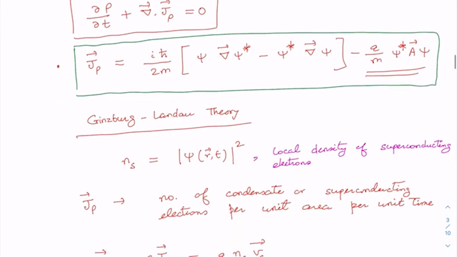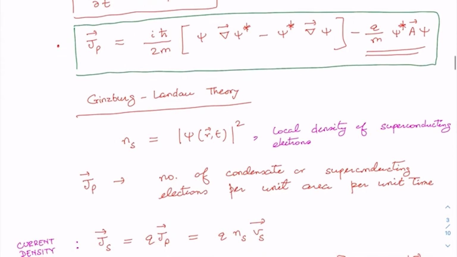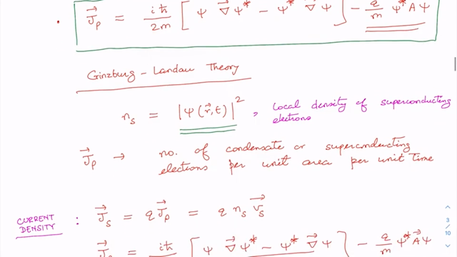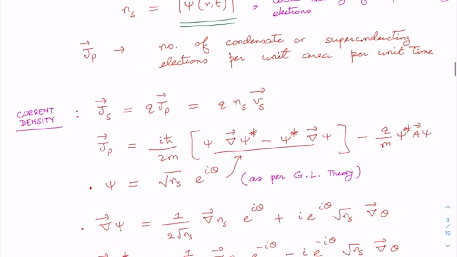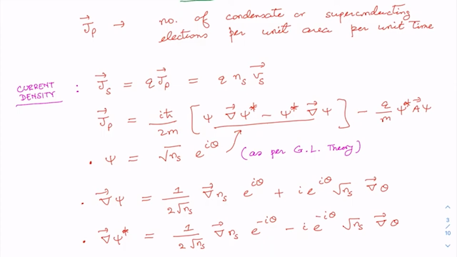Now, as Ginzburg-Landau theory says, the local density of the superconducting electrons is given by the modulus squared of these many-particle wave functions, where psi 0 refers to the number of condensate or superconducting electrons per unit area per unit time. And from here we can write down the current density. You see, there's a difference between probability current density and current density. One can get the current density just by multiplying by the charge, and it is again related to the velocity of the superconducting electrons and the local density of the superconducting electrons.